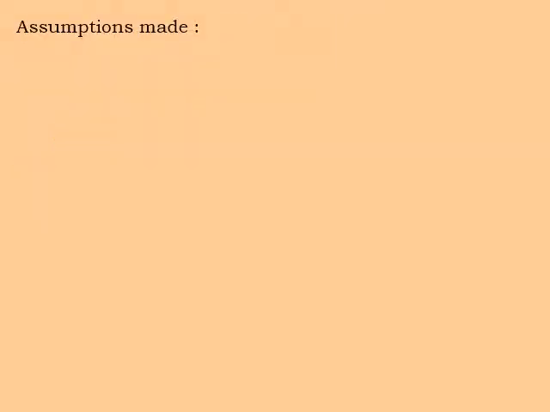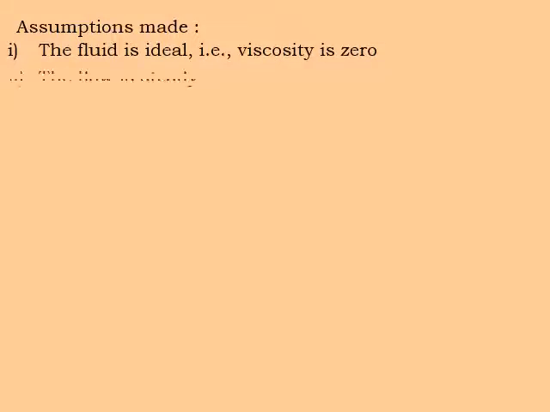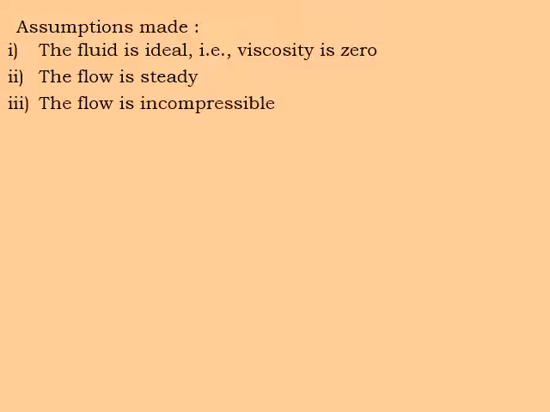What assumptions are made while deriving Bernoulli's equation? The first assumption is that the fluid is ideal, that means viscosity is 0; there is no viscosity in such fluids. The second assumption is that the flow is steady. The third is that the fluid is incompressible, that means the density is constant. And the fourth assumption is that the flow is irrotational.